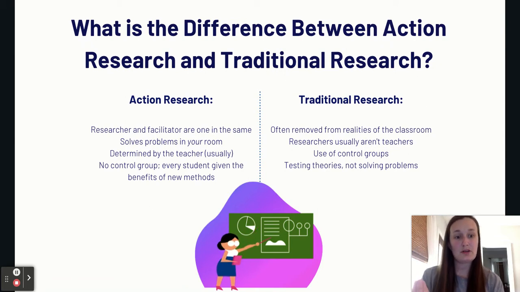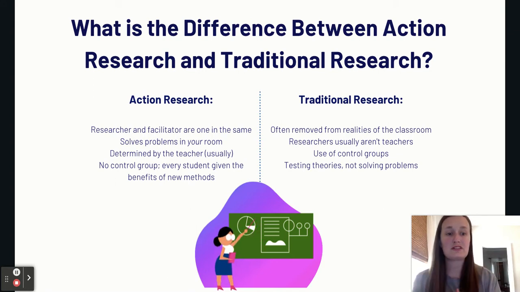Action research is usually determined by the teacher. Sometimes it can be determined by a principal or an expert, but usually it's the teacher. And there's no control group. There's no group of students that don't get the benefits of this action research. Every student gets it tested out on them.